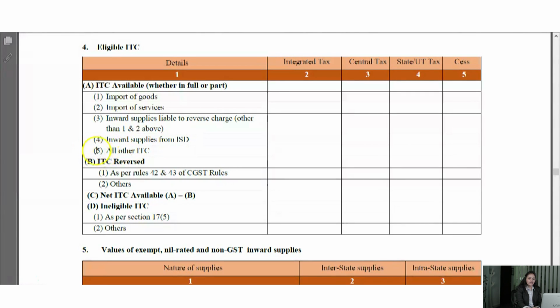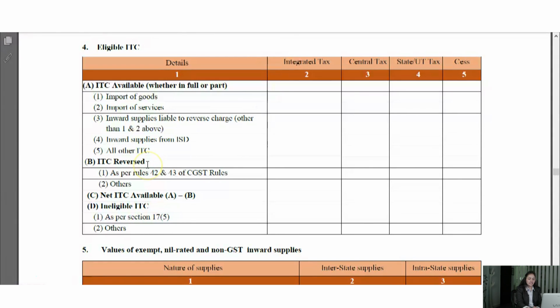Then in point number 5, the user has to specify all other ITC available on the receipt of the goods or service, that is, ITC available on domestic procurement of the goods or service, as well as the eligible input tax credit pertaining to the previous laws, that is excise, VAT, service tax, which is to be carried forward in the GST regime.